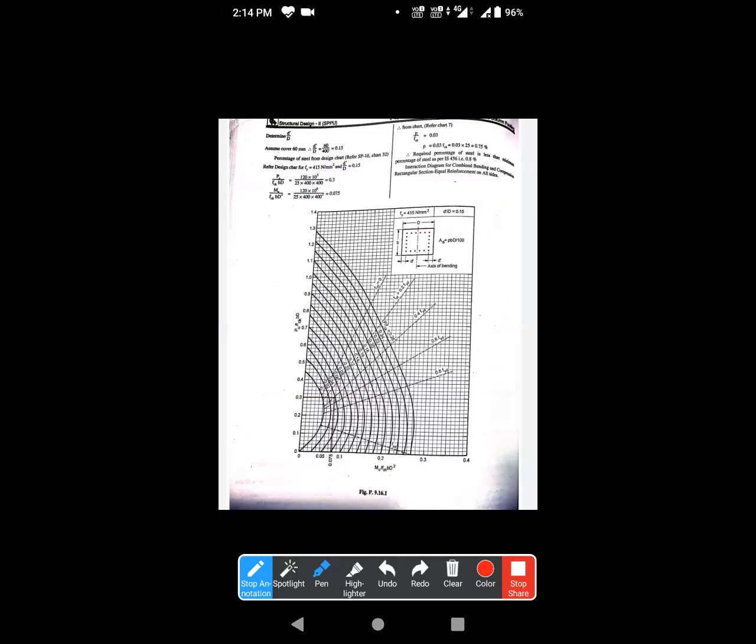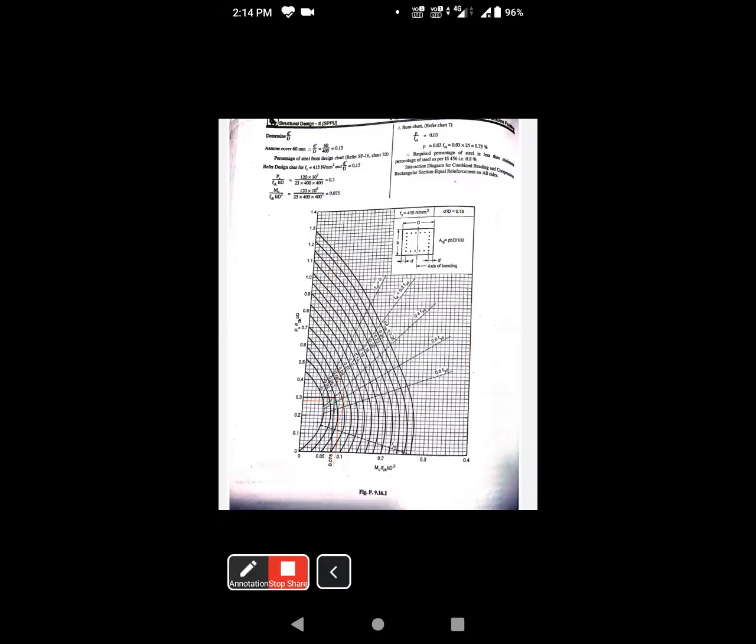P upon fck value, I told you yesterday. According to this, you have to find the p upon fck value. P upon fck is nothing but p equal to 0.03 into fck, where fck is your grade of concrete, that is 25, equal to 0.75%. Whatever the percentage of steel, 0.75, is less than the minimum you have to provide. Interaction diagram for combined bending and compression, rectangular section, equal reinforcement on all sides.